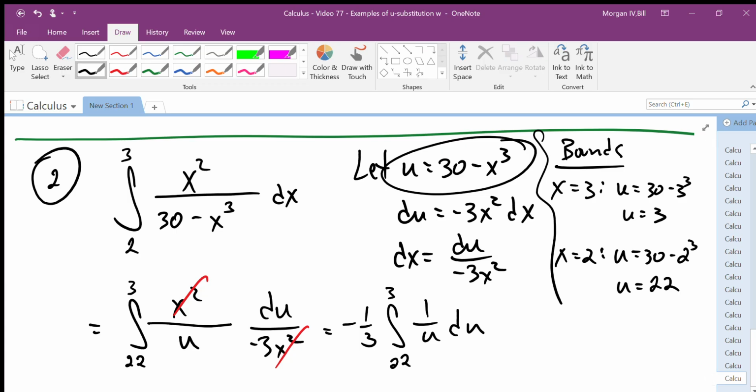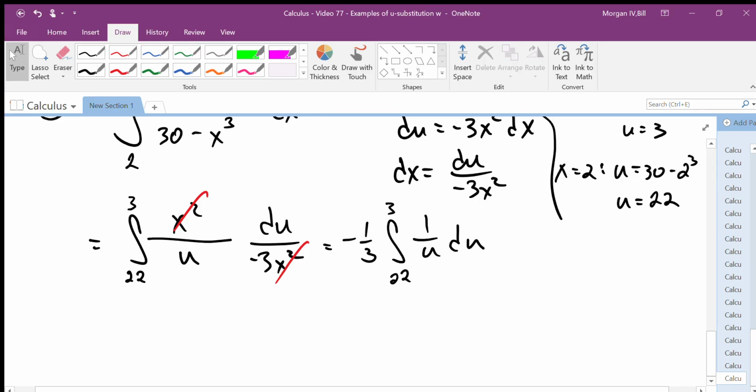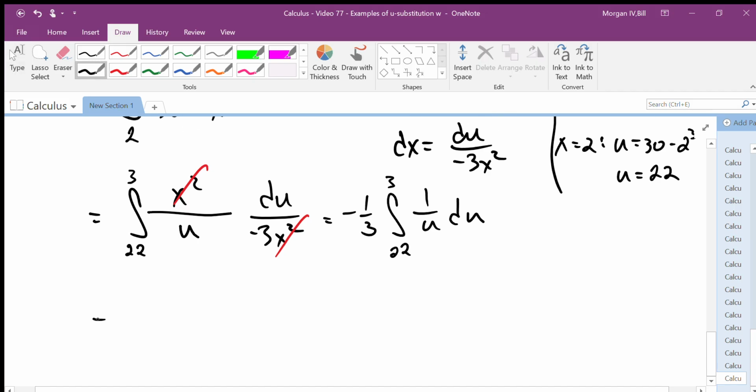And again, convention says we like to have our lower bound be less than our upper bound. So I have a negative 1/3 out front, but even if that was positive 1/3, I would go ahead and switch my bounds here to keep that convention of my lower bound being less than my upper bound. However, in this case, it works out great because when I switch that, instead of going from 22 to 3, lower to upper, I'll go from 3 to 22, that switches the sign, and instead of a negative 1/3, that's going to create a positive 1/3. So we get positive 1/3 integral from 3 to 22 of 1 over u du.